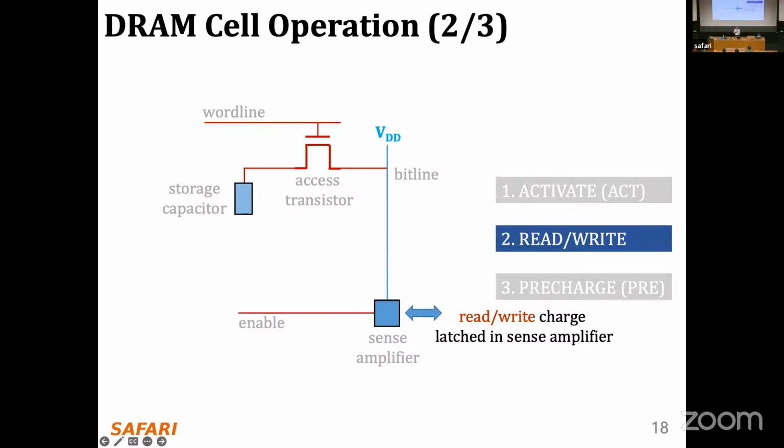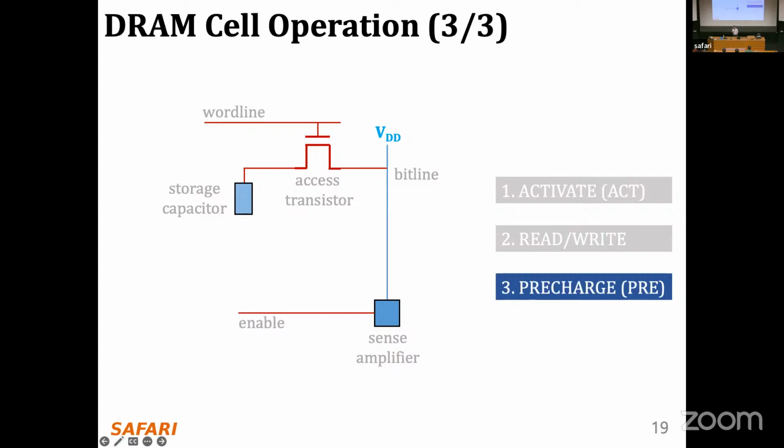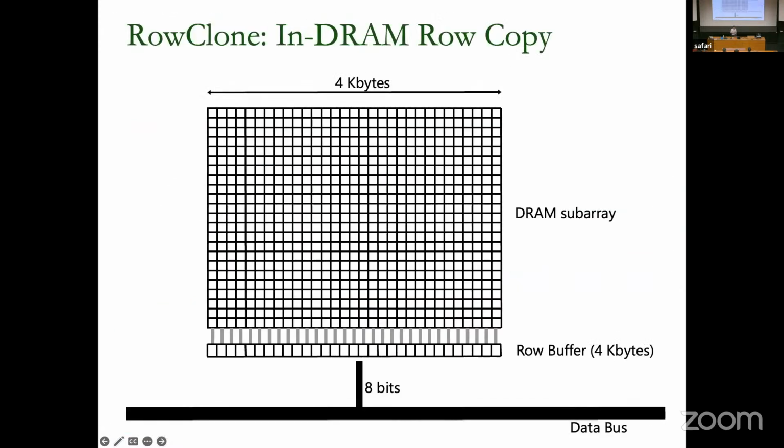After that, the memory controller can issue read and write commands to the data that is latched inside the sense amplifier. When the memory controller needs to issue a follow-up memory request to another row in the same DRAM bank, it needs to prepare that subarray for a follow-up access using a pre-charge command, which lowers the word line, pre-charges the bit lines to their original reference voltage level, and disables the sense amplifier. This is how we access DRAM in this particular way.